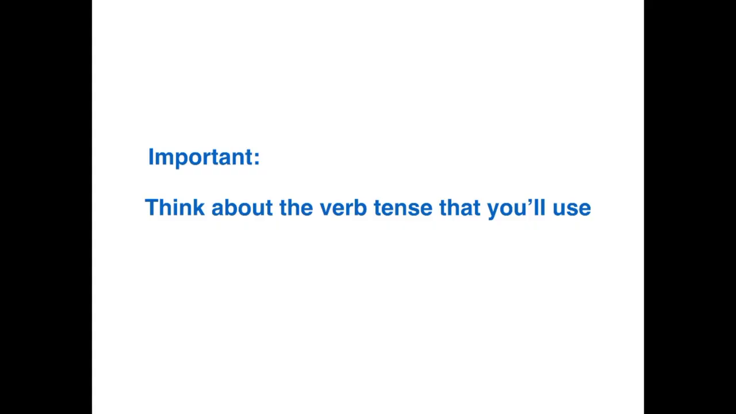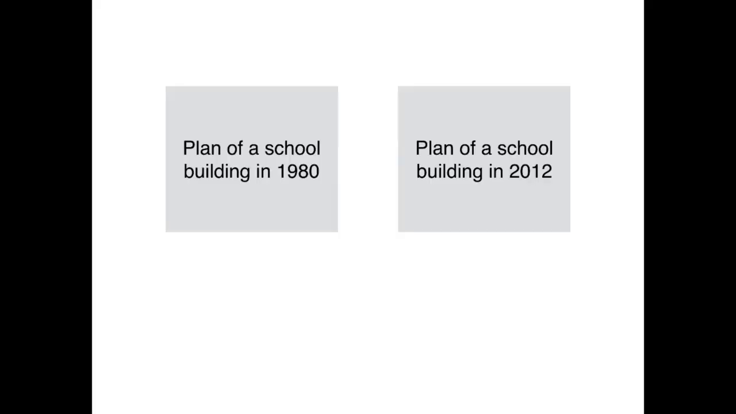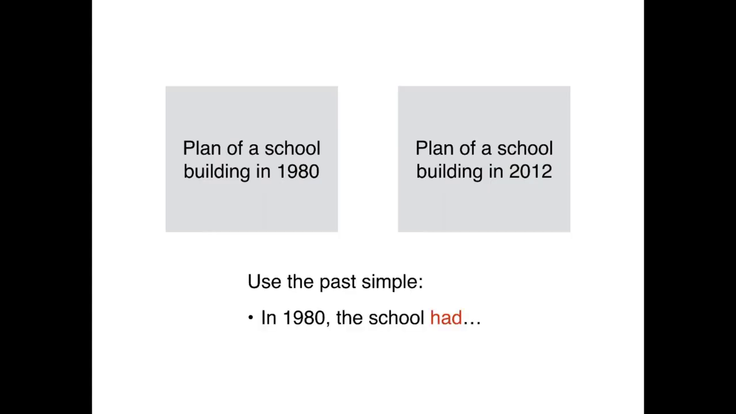If we go back to my first example, the diagram showing before and after with the school plans, look at the years. We've got 1980 and 2012. So all of this is going to be in the past. So we'll use the past simple. For example, in 1980, the school had, let's say, 10 classrooms. And in 2012, a new classroom was built. There you've got past simple in the active with had and in the passive with was built. The years are in the past, so we just use the past simple.